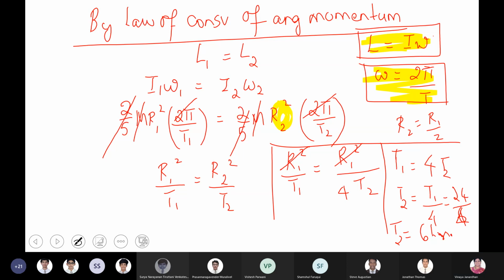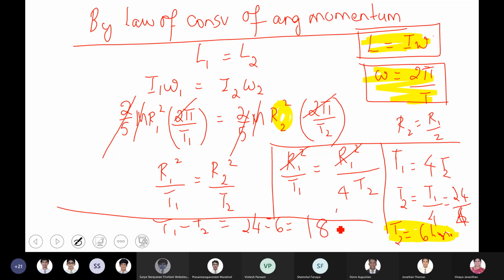Correct? Is that correct, boys? Yes, ma'am. The new time period is 6 hours. So the original time period is 24 hours. Now the time period has reduced by what amount? Final answer we have to find, so T1 minus T2. So the day has been reduced by 24 minus 6, 18 hours. Is that clear? So your day has been reduced by 18 hours. You have to read the question carefully, boys.